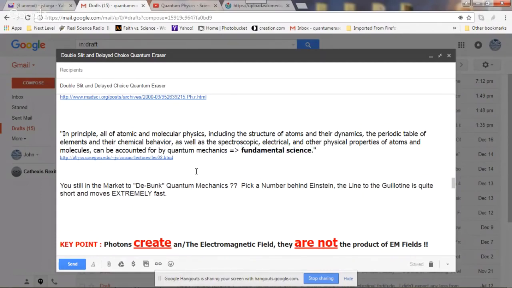So you're still on the market to debunk quantum mechanics? You can pick a number behind Einstein. The line to the guillotine is quite short and it moves extremely fast, like at light speed.